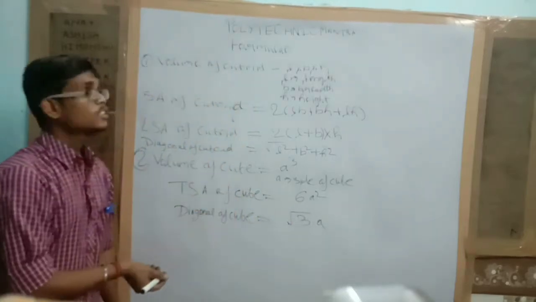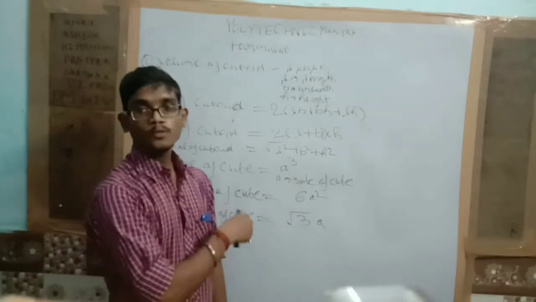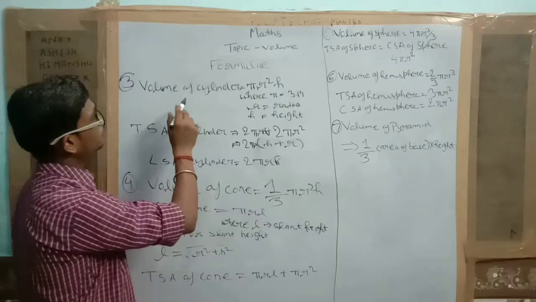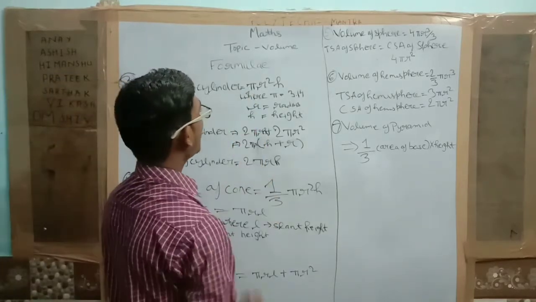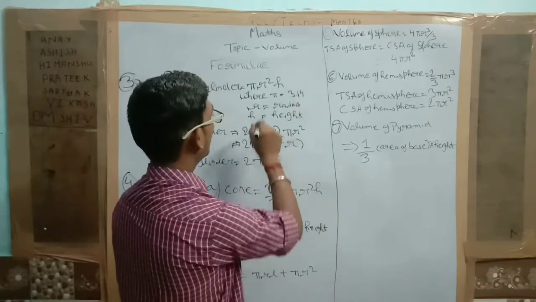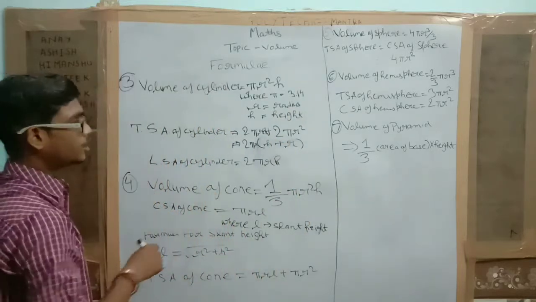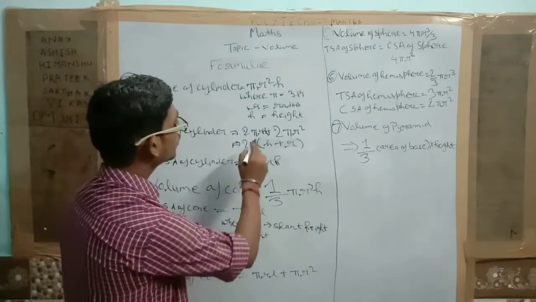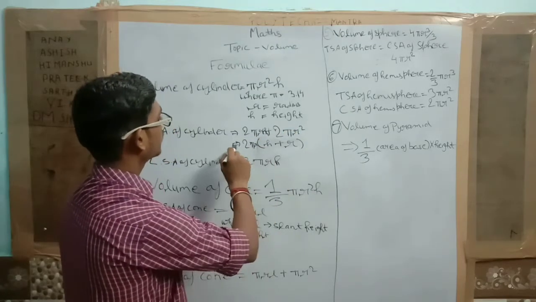In the next video we will discuss about numericals of cube. Next, volume of cylinder. Volume of cylinder equals pi r square h. Pi equals 3.14, r equals radius, h is equal to height. TSA, total surface area of cylinder, is 2 pi r h plus 2 pi r square.